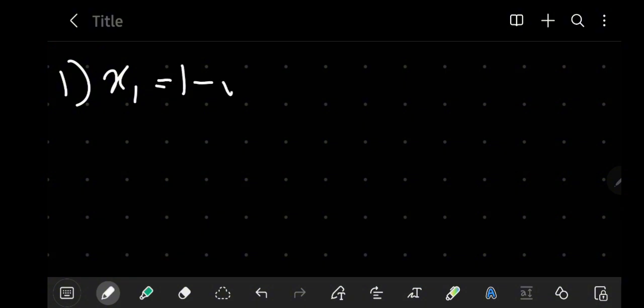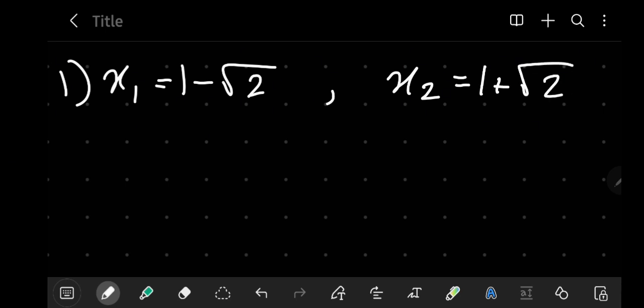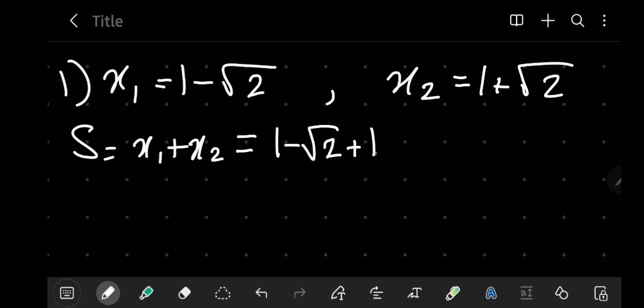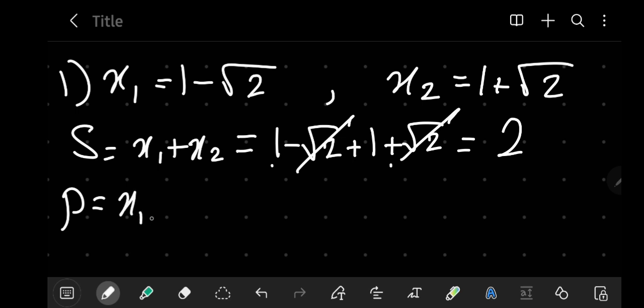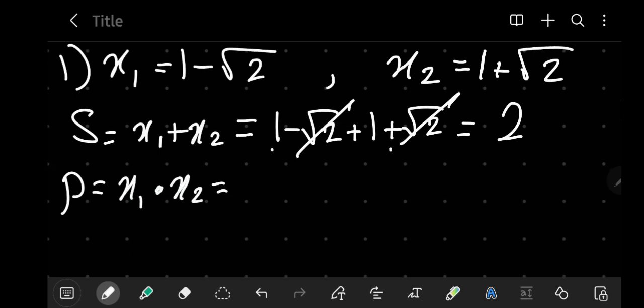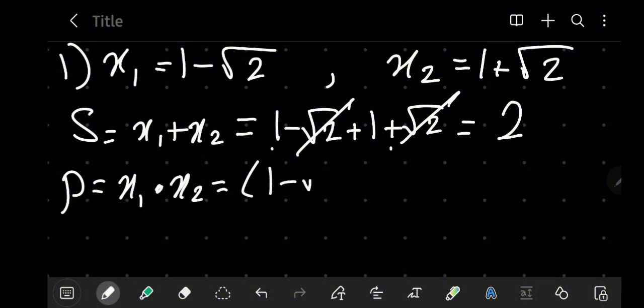x1 equals 1 minus radical 2 and x2 equals 1 plus radical 2, because we literally always get those numbers, minus and plus, you know. So let's see, the sum is x1 plus x2. So 1 minus radical 2 plus 1 plus radical 2. Now minus radical 2 and plus radical 2 are 0, so 1 plus 1 is 2. Now let's see the product. x1 times x2. So 1 minus radical 2 times 1 plus radical 2.